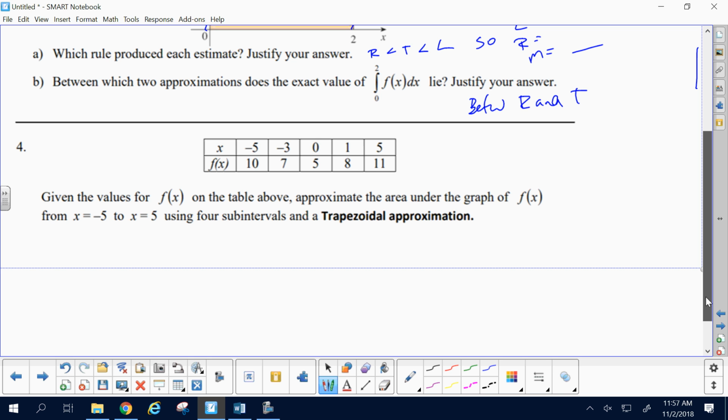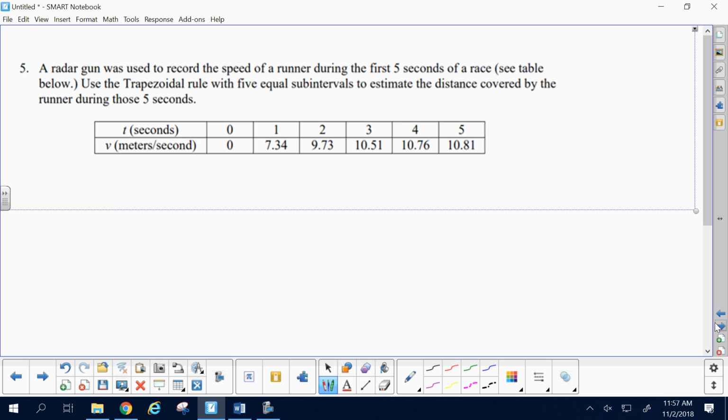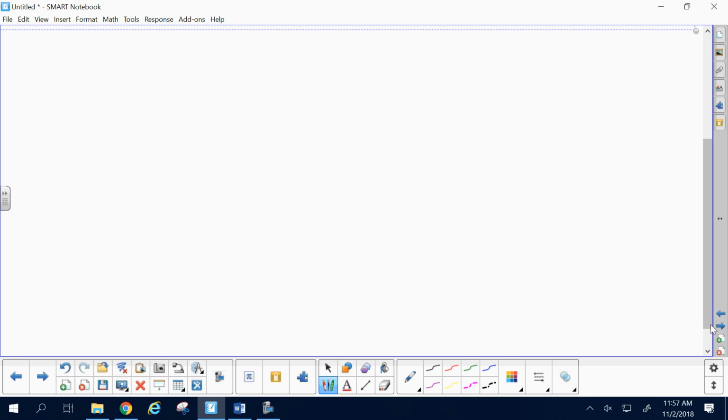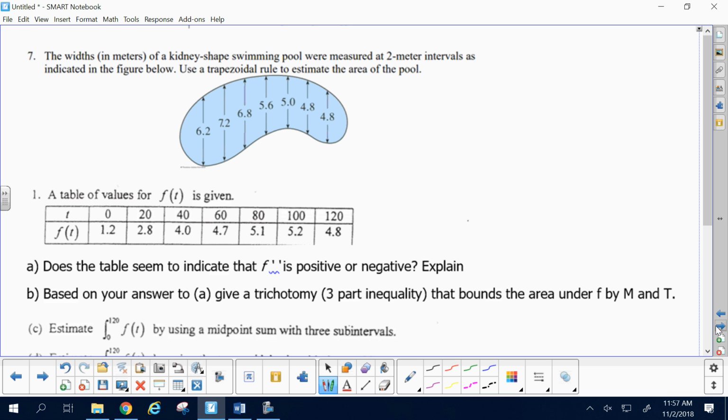All right. Number 4, A, no, there's no A. Never mind. I got 79 and a half, or 159 halves. Okay. 5, 43.745. Yes? No? Simpson and I agree, so that's all I really need. All right. 7. I think we did 6 together in class. I got 80.8 square meters here.